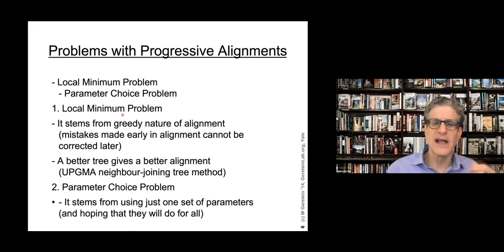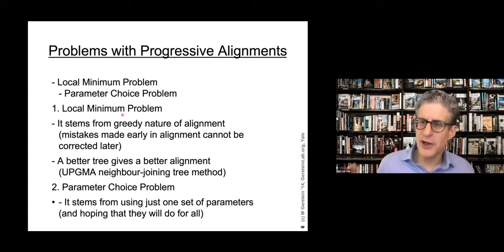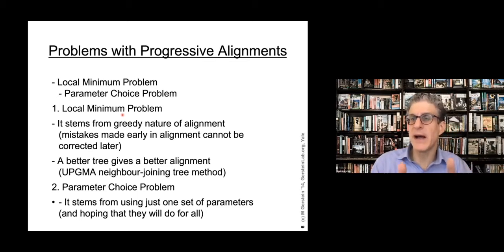And so you can see this greedy way this is done. It creates a potential problem. People often use the term local minimum problem. So you're finding the immediate minimum, but that might not be the global or best minimum for the whole alignment.